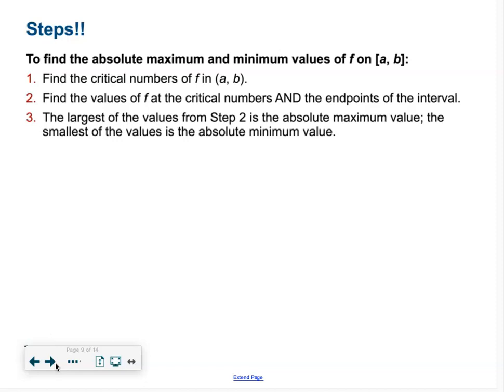This is all you need to justify your answers. There's going to be a lot of writing in this unit, but not for this section. This section, you don't have to write because statements. You just have to show that you've done these steps, and that's all you need.